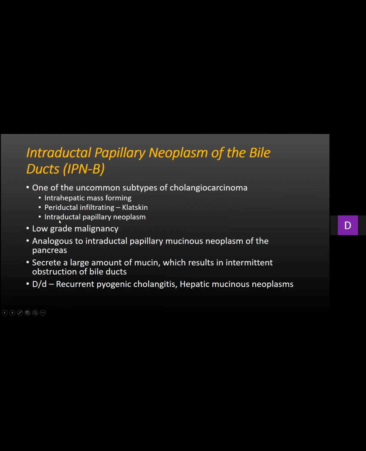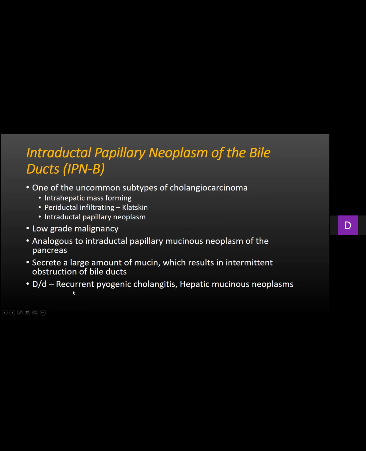And the third, the rare type, is the intraductal papillary neoplasm. These are often low-grade malignancies. Some can be high-grade, but typically these are low-grade. And this is analogous to your intraductal papillary mucinous neoplasm of the pancreas. So they both present with ductal dilatation. There's soft tissue growing into these dilated ducts, and the ducts are dilated because typically these tumors produce a large amount of mucin, and this can result in obstruction of the ducts.